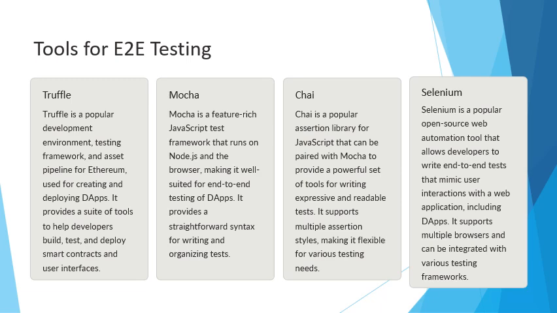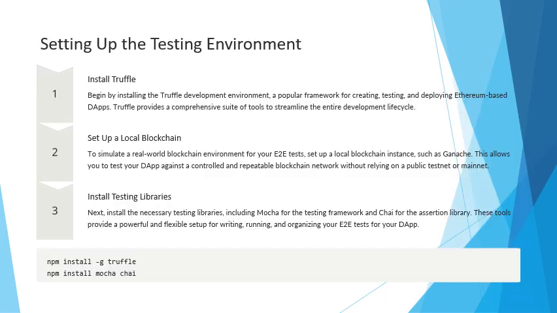Chai is a popular assertion library for JavaScript that can be paired with Mocha to provide a powerful set of tools for writing expressive and readable tests. It supports multiple assertion styles, making it flexible for various testing needs. Also, we use a new software, Selenium. Selenium is a popular open source web automation tool that allows developers to write end-to-end tests that mimic user interactions with a web application, including dApps. It supports multiple browsers and can be integrated with various testing networks.